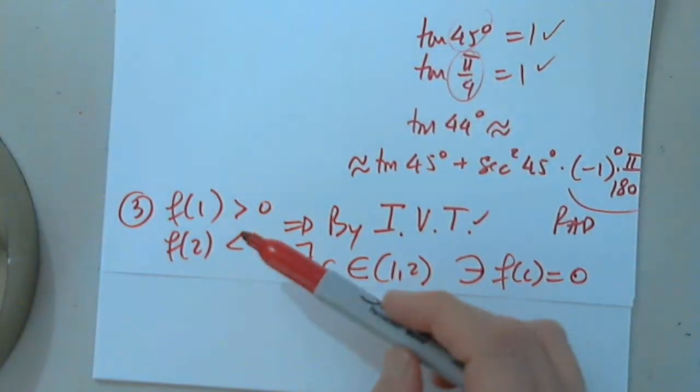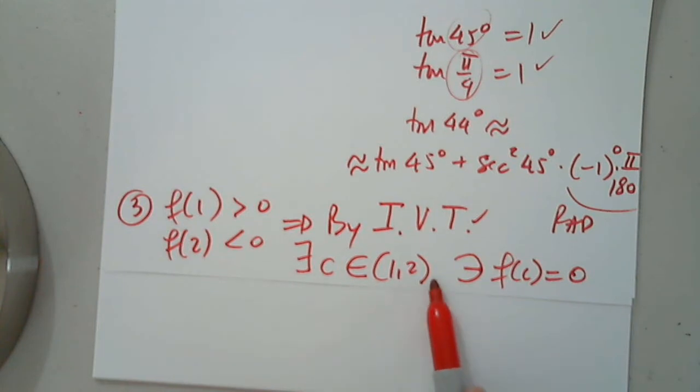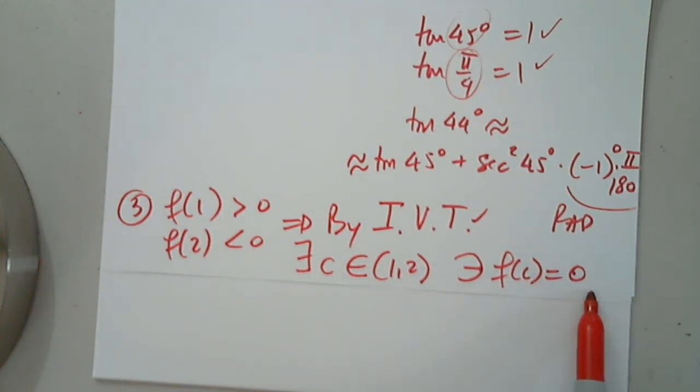If it's continuous and it changes sign, at 1 is positive and at 2 is negative, I don't even care to write the numbers. It doesn't matter to me or to you, to anybody, right? F of 1 is positive, f of 2 is negative, so by IVT there must be at least one c in the open interval 1, 2, not 1, not 2, careful, such that f of c is 0.